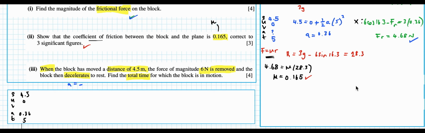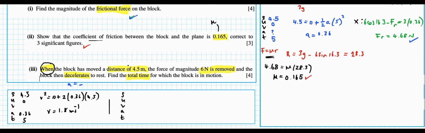Okay. Find your velocity. We have time, but we don't have to use it, we can still use v squared equals u squared plus 2as. So 0 for u, and make sure you square it. Find the square root of that answer. So 2 times 0.36 times 4.5, and the root of that is 1.8 meters per second. So when it has moved 4.5 meters, we have a new initial velocity of 1.8.